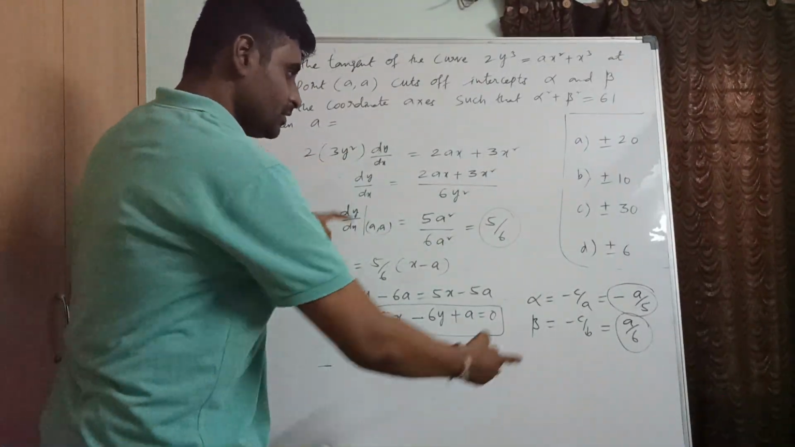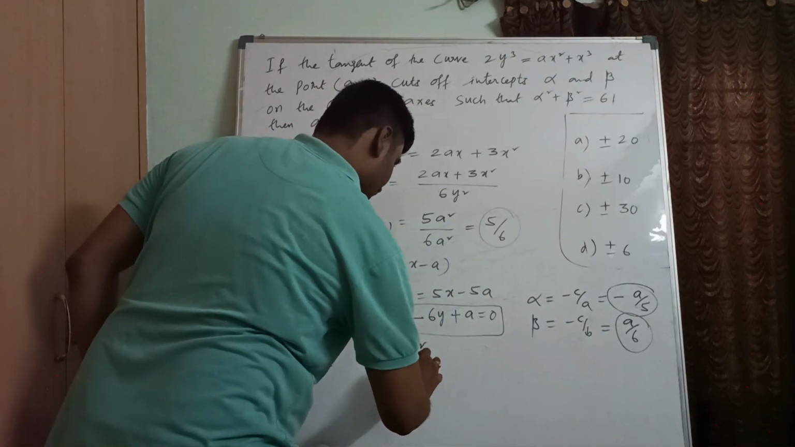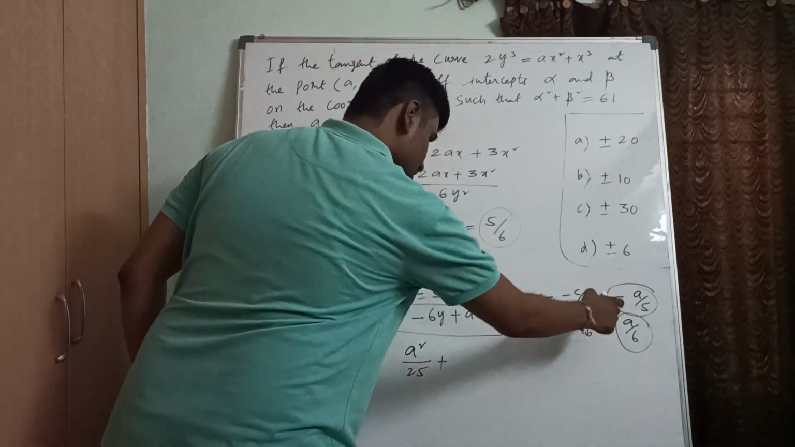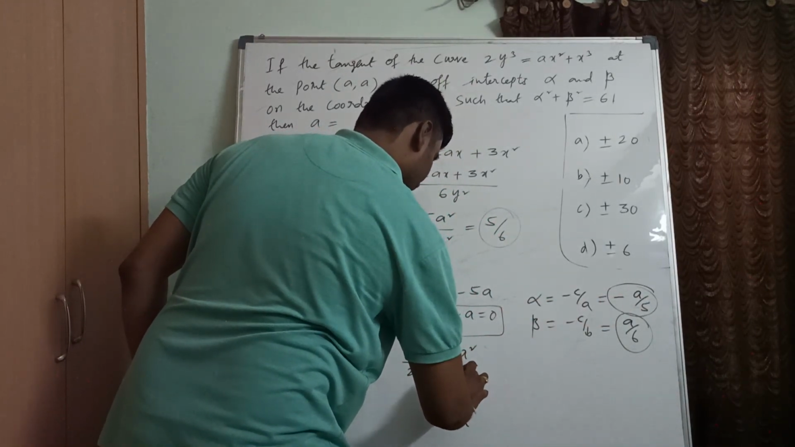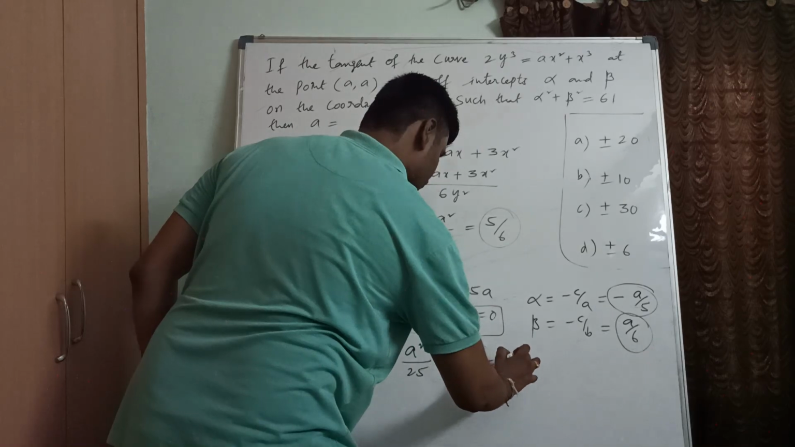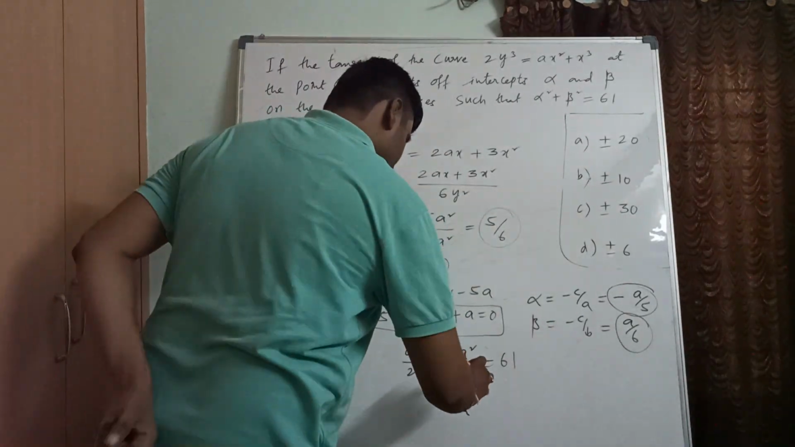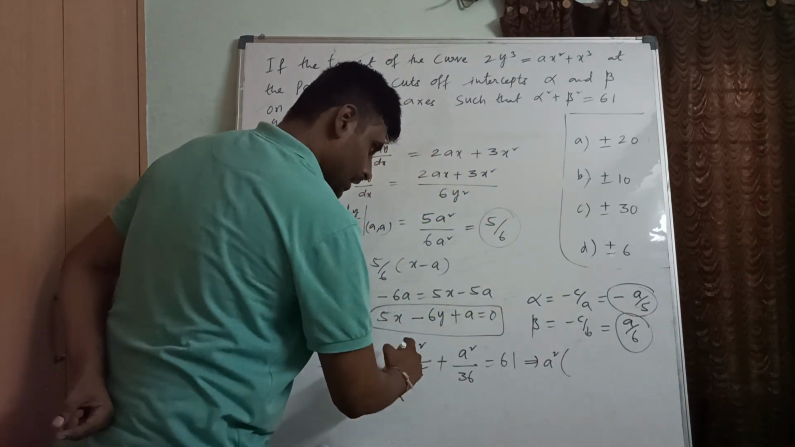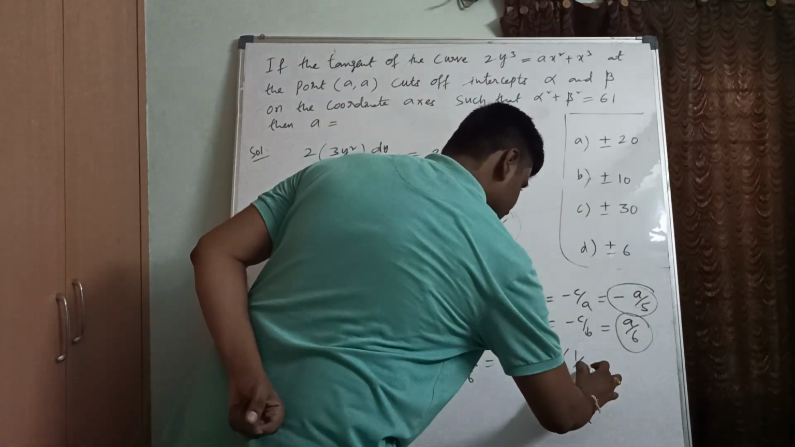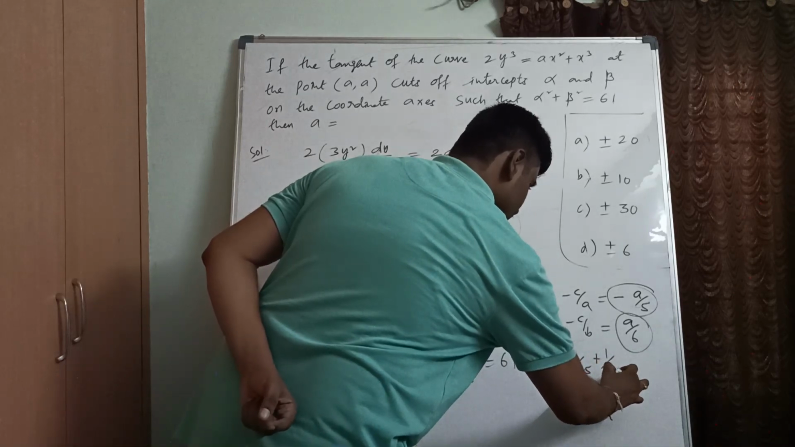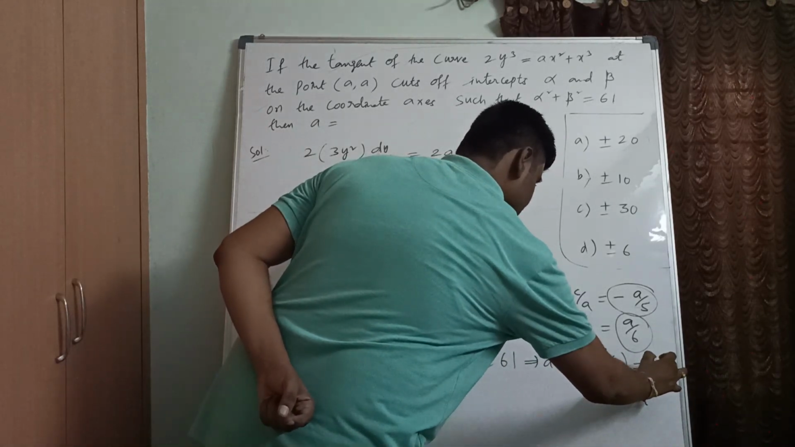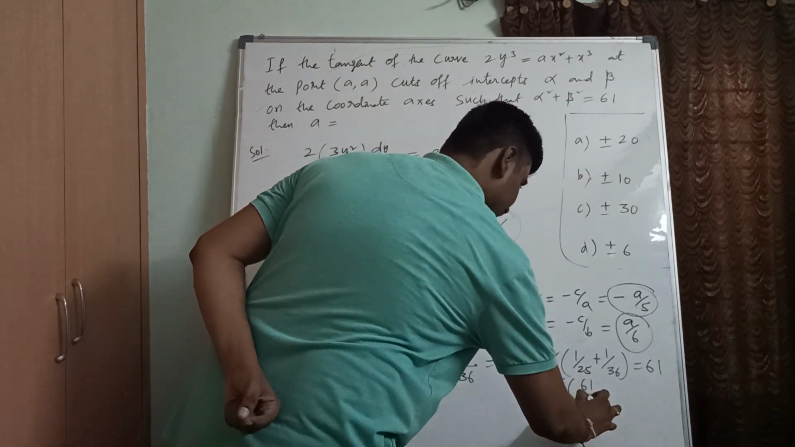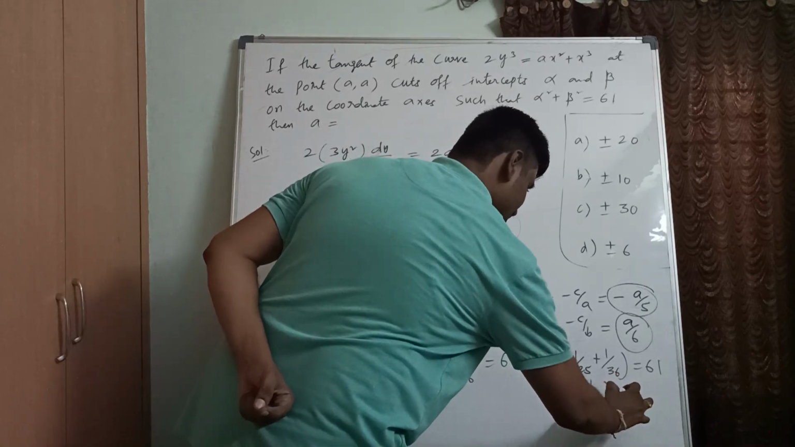It's very easy. So this one square, a square by 25, plus this one square, a square by 36, equal to 61. Correct? So now we can take a square common, right? So 1 by 25 plus 1 by 36, equals to 61.